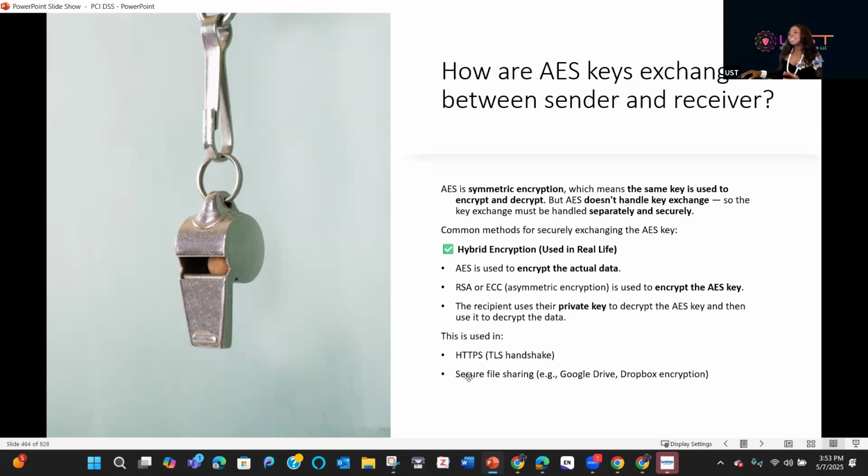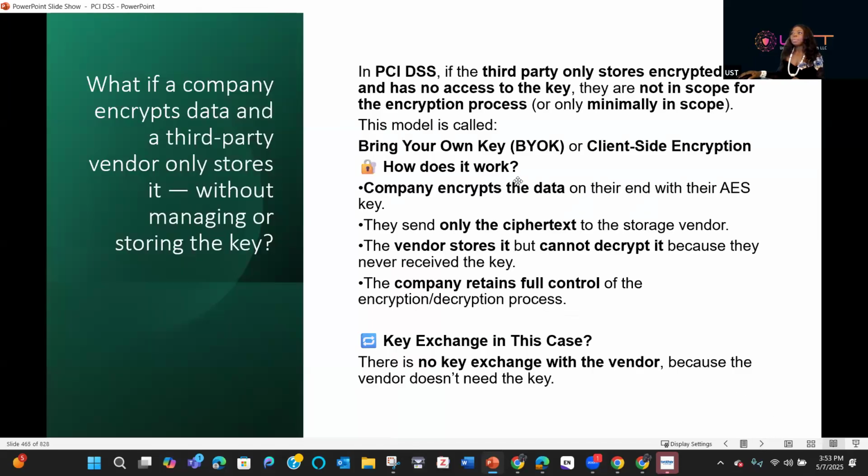All right, this is used in HTTPS and the TLS handshake. Remember we spoke about the handshake? Remember we spoke about the three-way handshake? This is going to come in handy in our subsequent slides. It is also used in secure file sharing, such as Google Drive or Dropbox encryption.